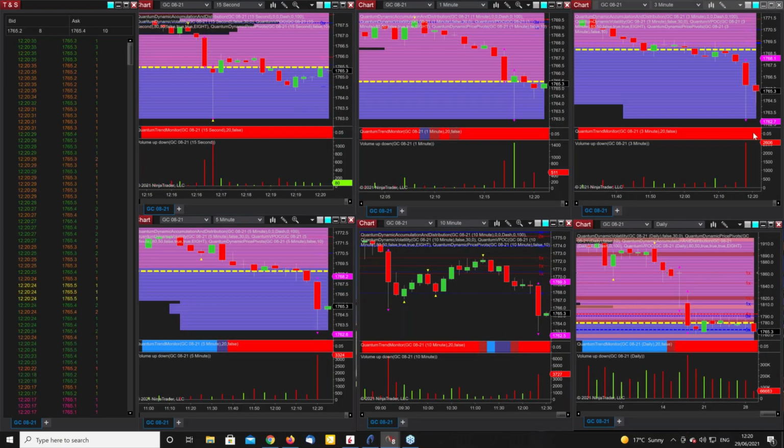Nice volatility trigger coming in there on 3, another one on there, and there on 15 second. You can see the trend monitor here across the time frames. Doesn't really matter what chart it is, what market it is. The trend monitor is red, red, red, red, red. Just giving you the confidence to stay in that position, whatever it is you're trading.